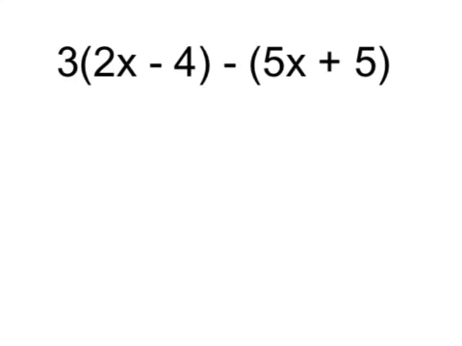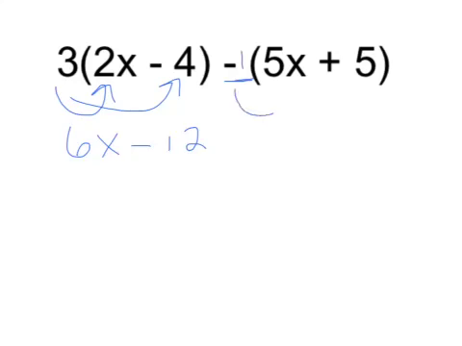So we're going to go ahead and distribute this first one. So 3 times 2x is 6x. 3 times negative 4 is negative 12. Then we're going to take this negative 1, right, and we're going to distribute that to the 5x. So we get negative 1 times 5x, negative 5x. And then negative 1 times 5 is negative 5.